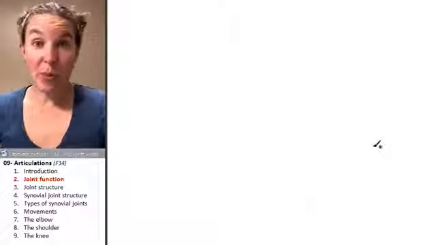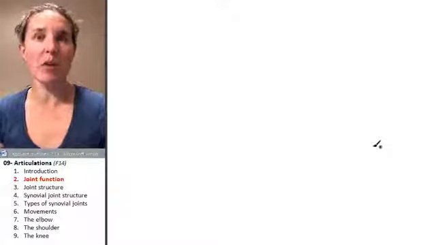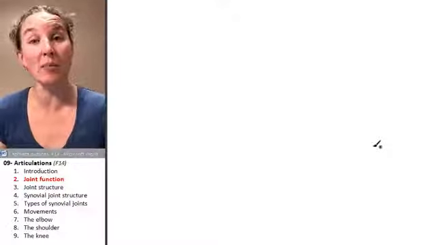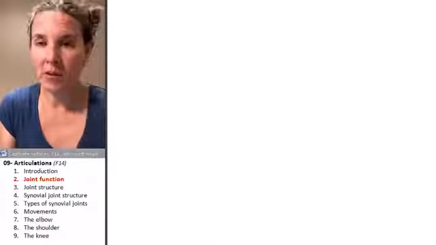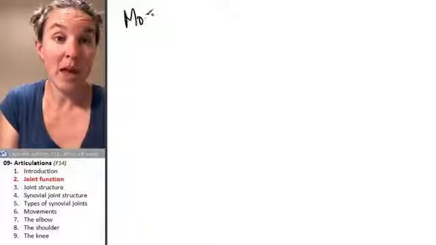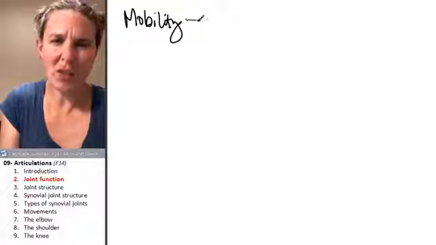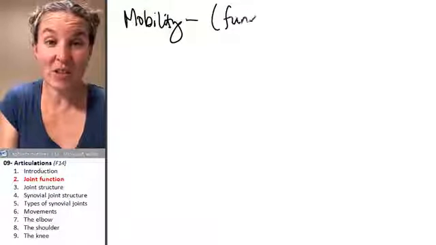There are three ways that we can classify joints based on their mobility. How much movement can you get between two bones? So let's make a note here. We're going to classify them based on mobility. And if you think about it, the mobility of a joint is basically its function. Do you agree with that?